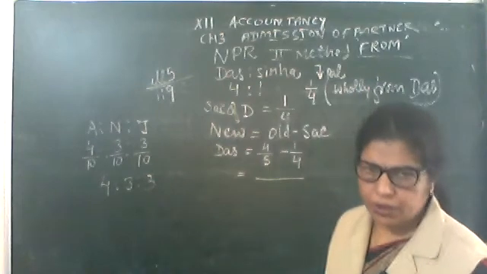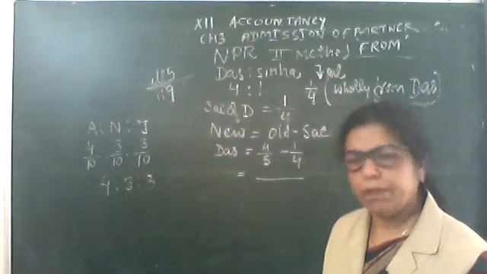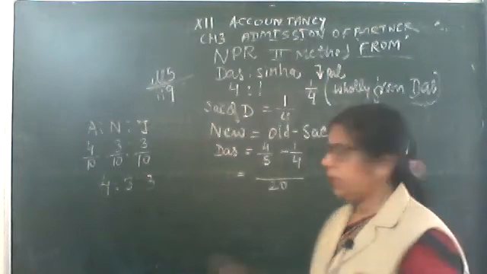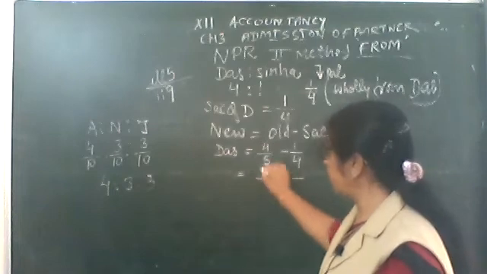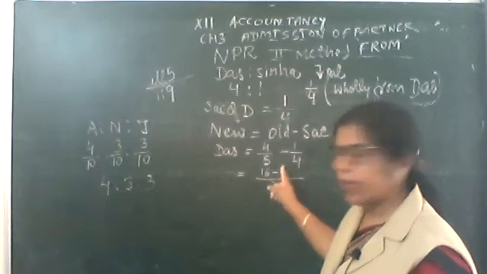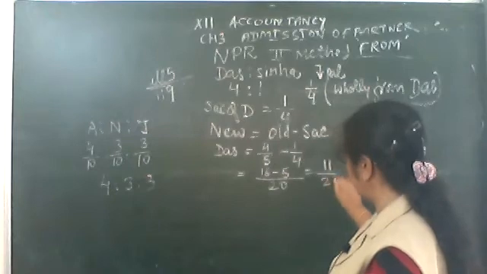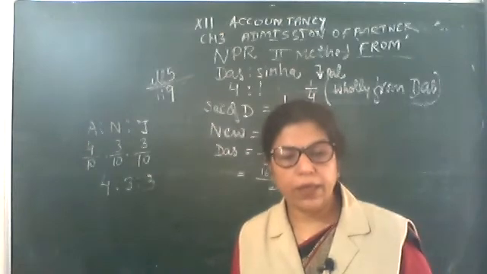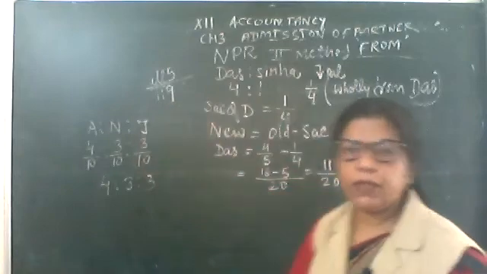Now how to do it? In earlier classes you learned LCM the same way. This is 20. 20 divided by 5 is 4. 4 4s are 16. 20 divided by 4 is 5, 5 ones are 5. So the share is 11 by 20. Very good.